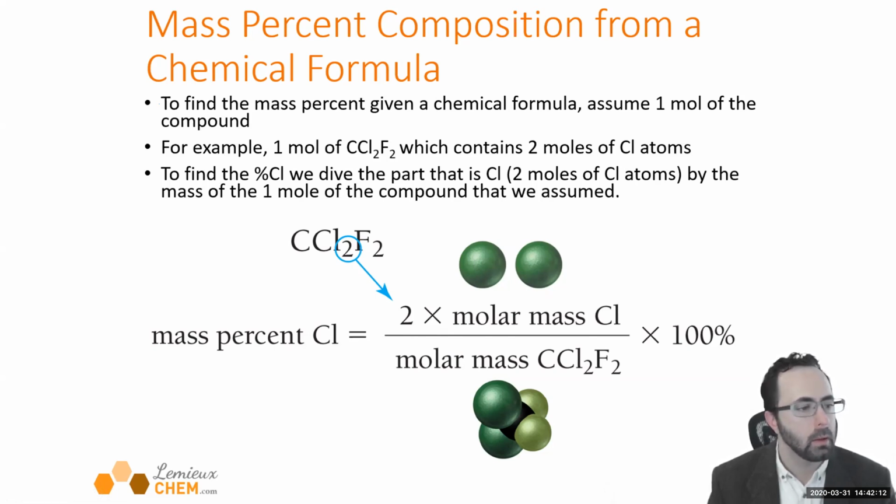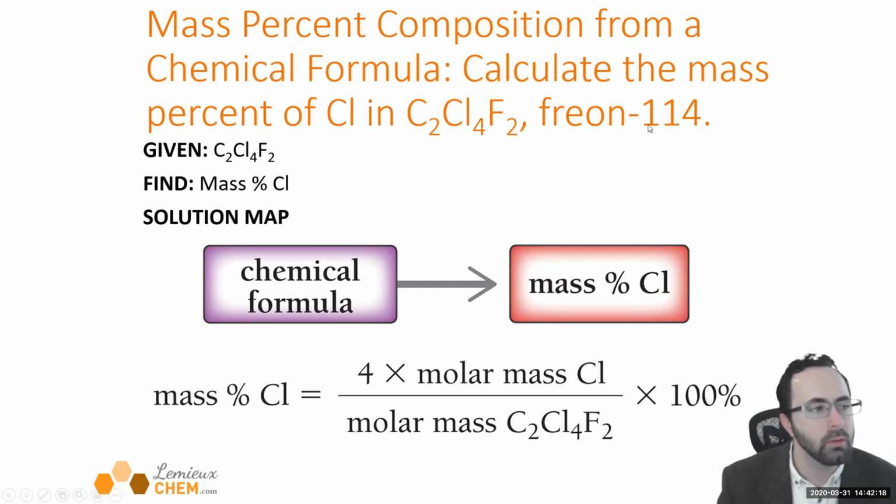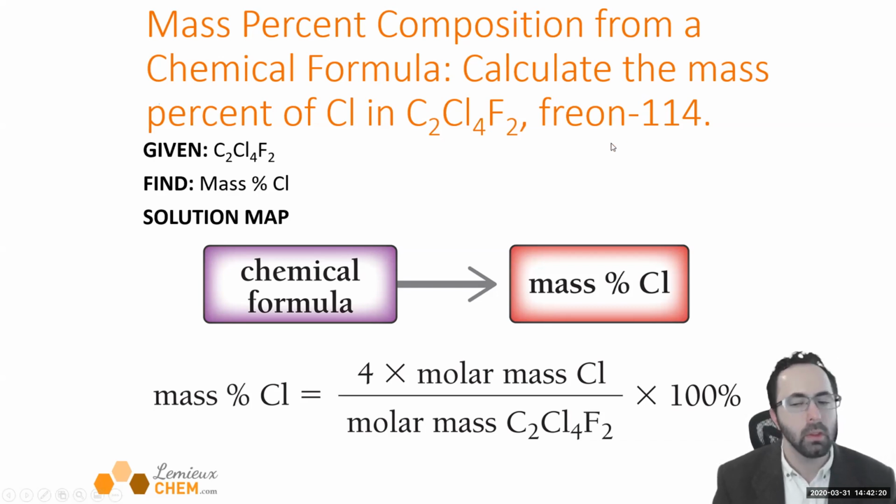Okay. So let's look at this with a real example here. Here's another one with Freon 114. This is a refrigerant. It's one of these chlorofluorocarbons that was making a hole in the ozone layer. So we stopped using Freon of this kind at some point in the 90s or something. This is a similar compound, but it has 4 moles of chlorine per mole of the molecule.